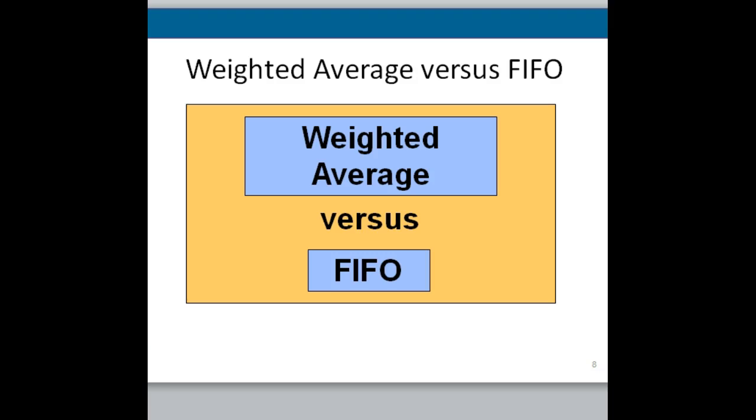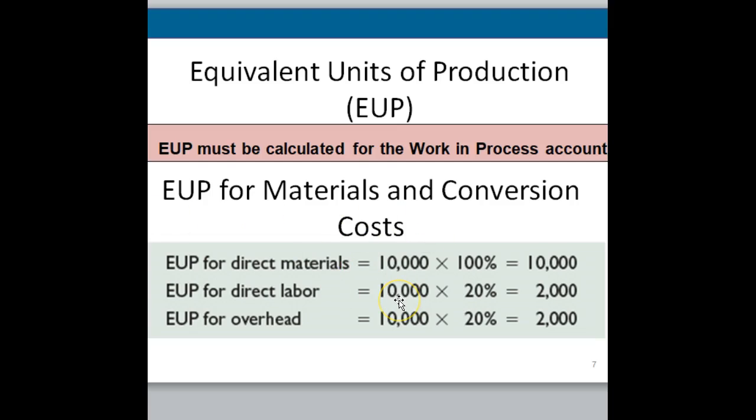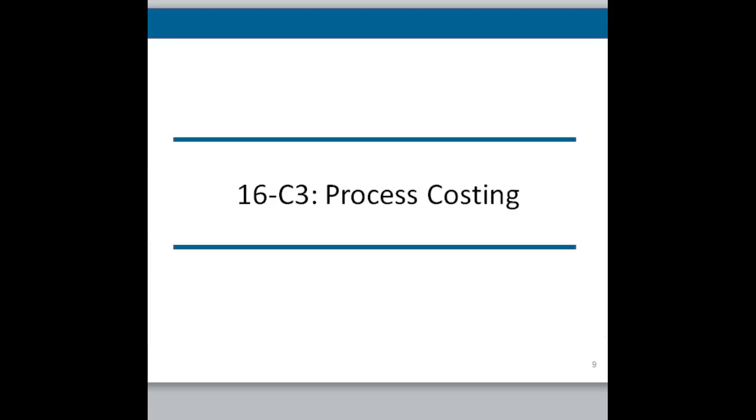And we're going to use what we call weighted average versus FIFO. We don't want to do FIFO. So we're kind of taking an average of everything. And let's look at this a little closer now and see if I can confuse you some more.